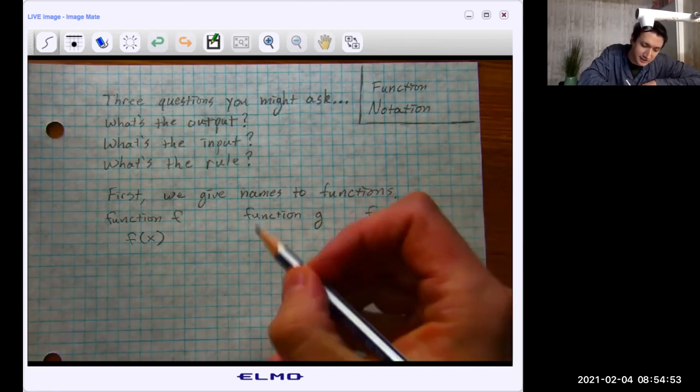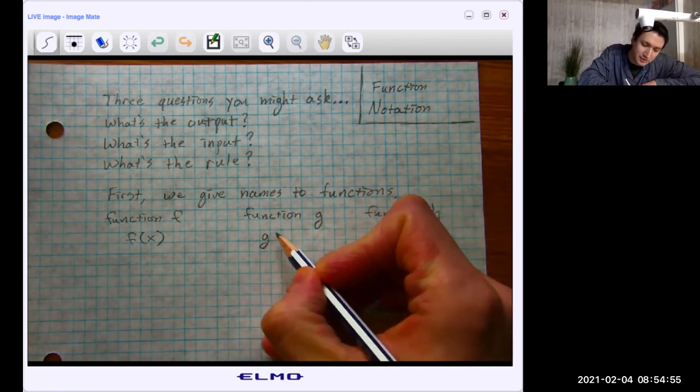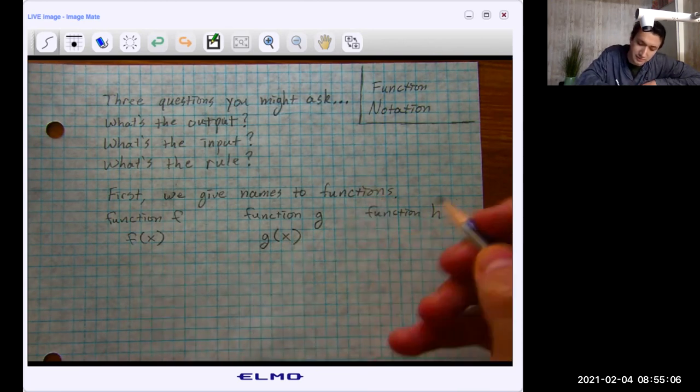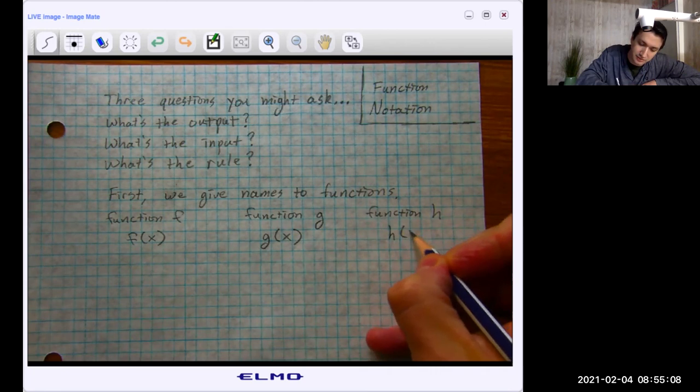So it looks like this. G parentheses x. So the thing that's changing is the thing on the outside. This tells me it's function f. This tells me it's function g. And then this one would be function h.